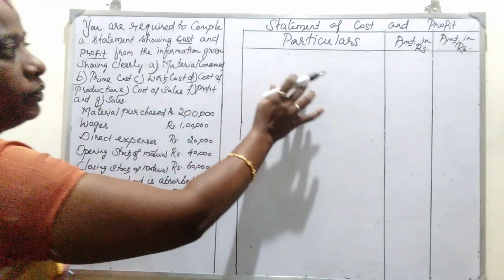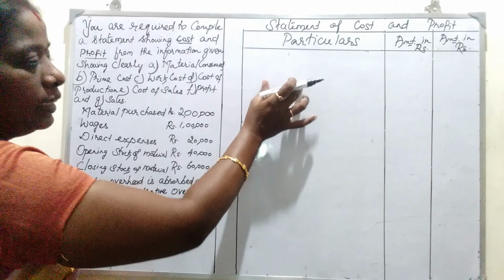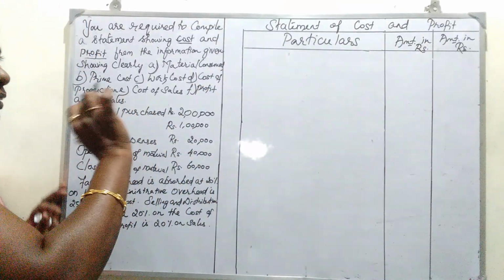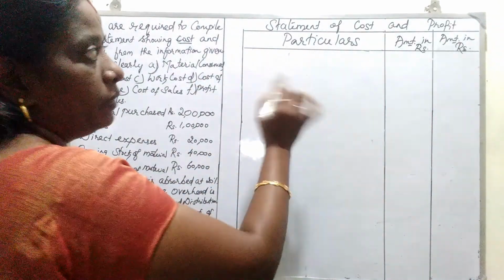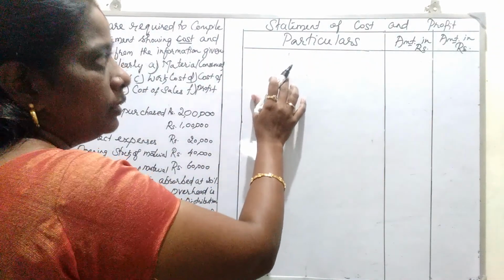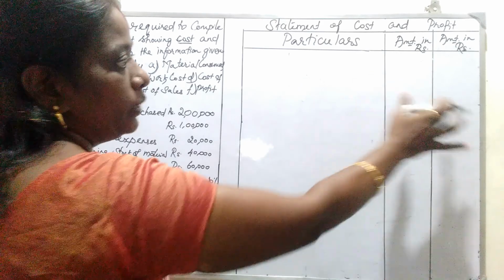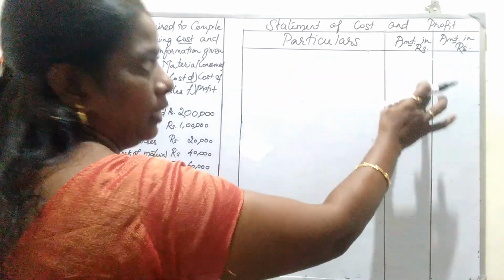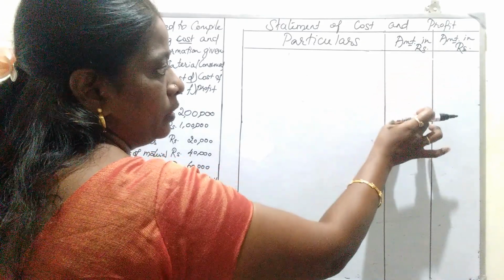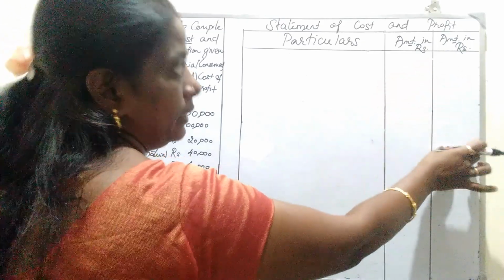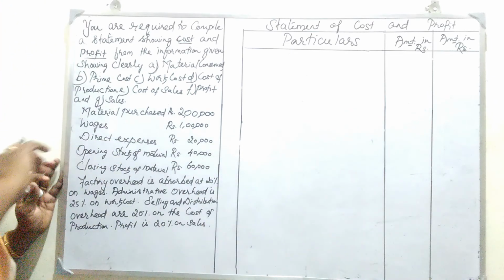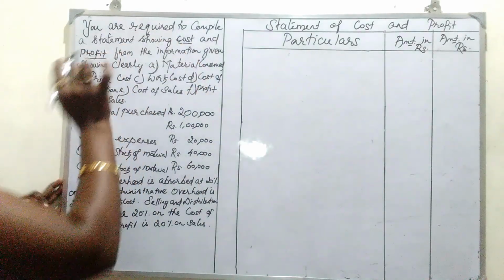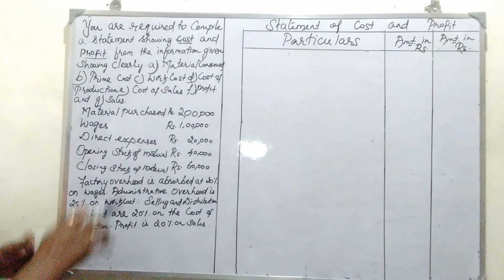Through this cost sheet, which by another name is called a statement of cost and profit. As already said in my previous video, the cost sheet is classified into 3 columns. The first one is particulars and the other 2 are amount columns. The first amount column is the inner amount column and the second one is the outer amount column. So we have to find the total cost and profit from the given problem.